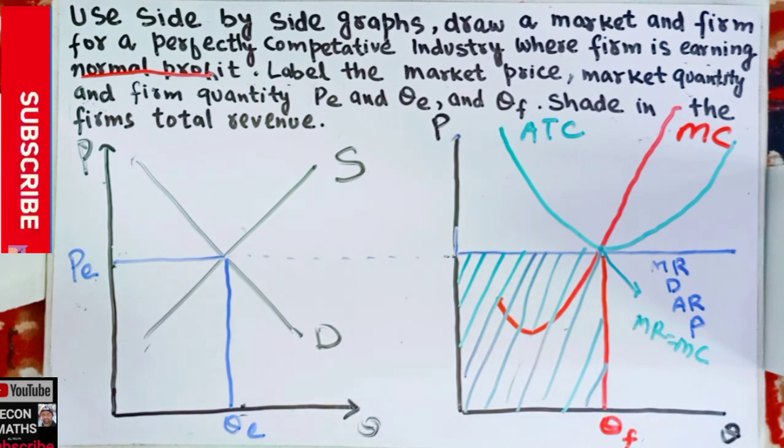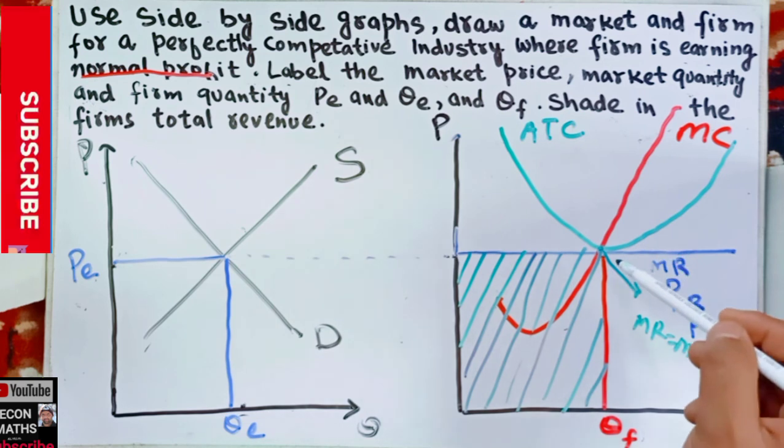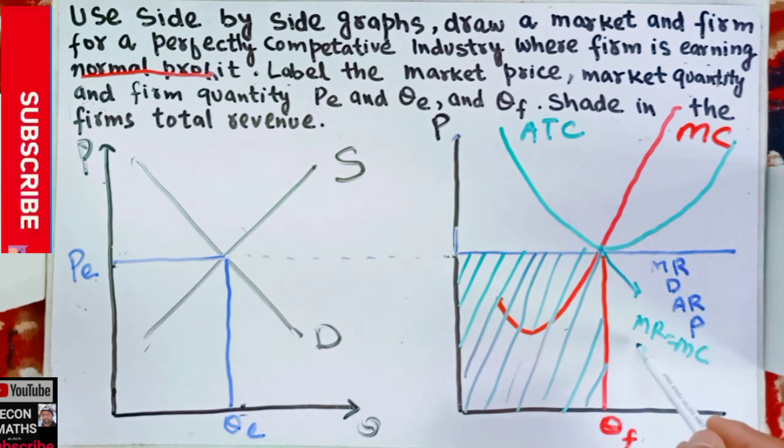So this is how we graph a situation where the firm in a perfectly competitive market is earning normal profit. Here the ATC is always tangent to the point where marginal revenue is equal to marginal cost. So this is the situation which I have plotted here.